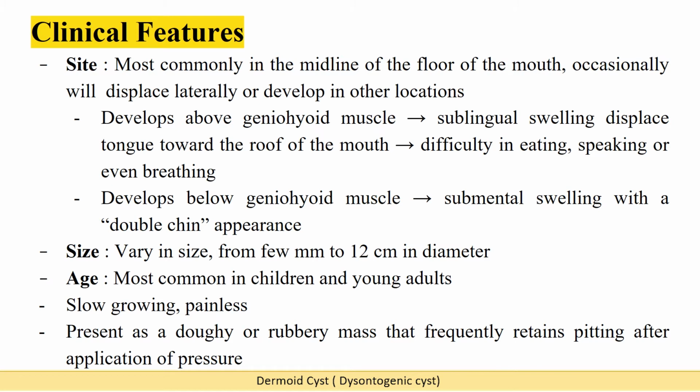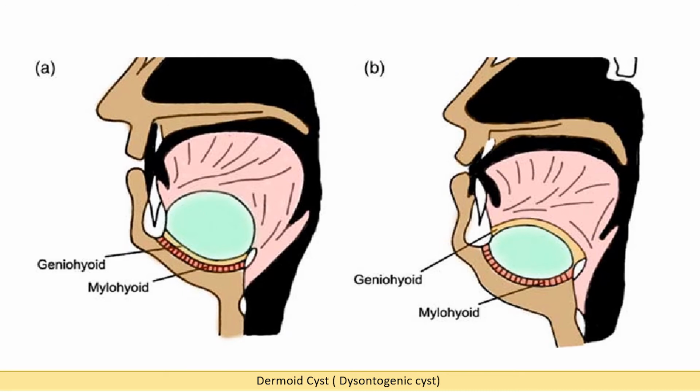Moving on to the size, it varies from a few millimeters to 12 cm in diameter. As for age, it is most common in children and young adults, and it appears as a slow-growing and painless cyst. It presents as a doughy or rubbery mass that frequently retains pitting after application of pressure. So these are the pictures that show the cyst growing above the geniohyoid and below the geniohyoid.